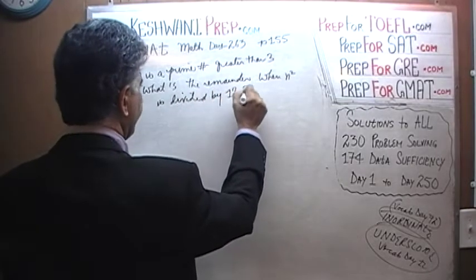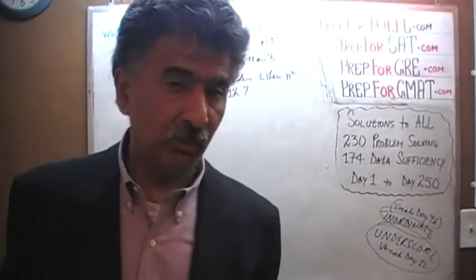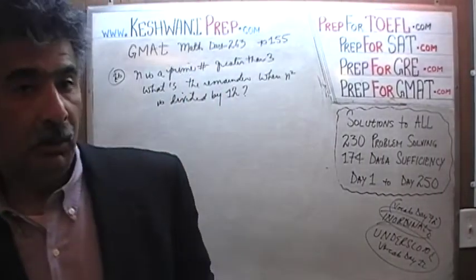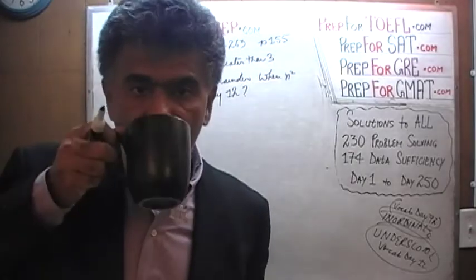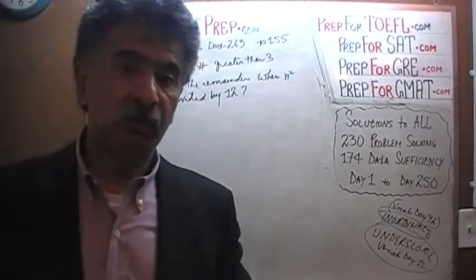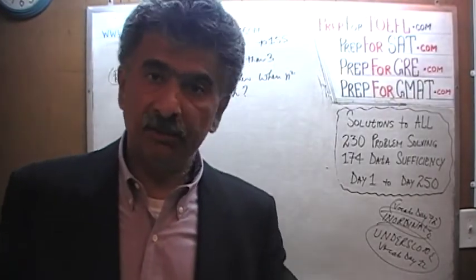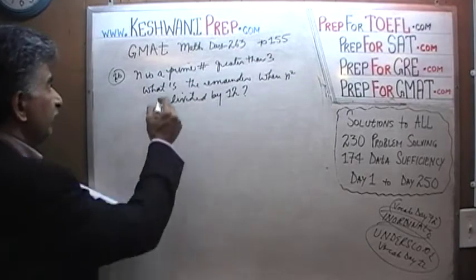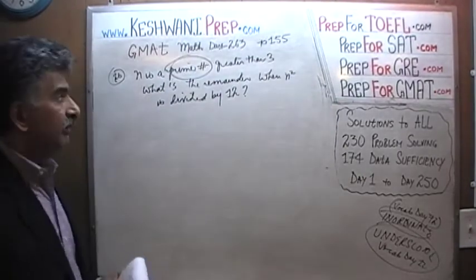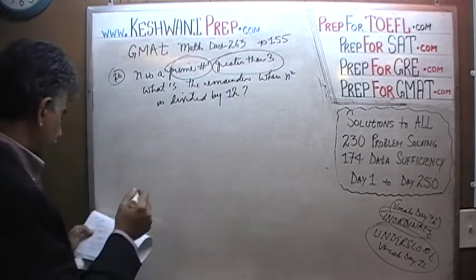Well, listen, it is very simple. It's very straightforward. Don't try to do this problem theoretically. Don't try to do this problem algebraically. The simplest, the most cost-effective method here is to simply make up a number. Plug in a number and see what happens. It has to be a prime number, and it has to be more than 3. Let's plug in 5 and see what happens.